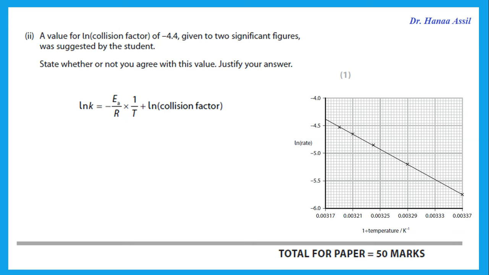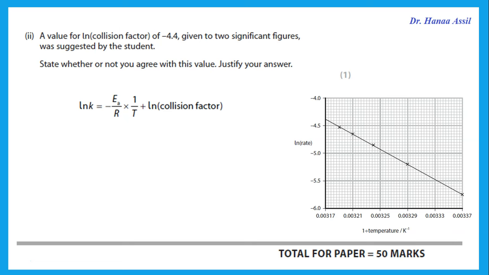Then the question says a value for ln of collision factor. So ln, natural log of collision factor, that's the constant that is at the end of the Arrhenius equation, is of minus 4.4 given to two significant figures, was suggested by the student. So the student suggested that that constant at the end of the equation, where we have natural log of k is equal to minus Ea over R times 1 over T. So we are plotting ln k versus 1 over T. We said the slope is minus Ea over R plus a constant. Now, how do we get that constant? The student suggested it's minus 4.4, which is the upper intercept of that line with the y-axis.